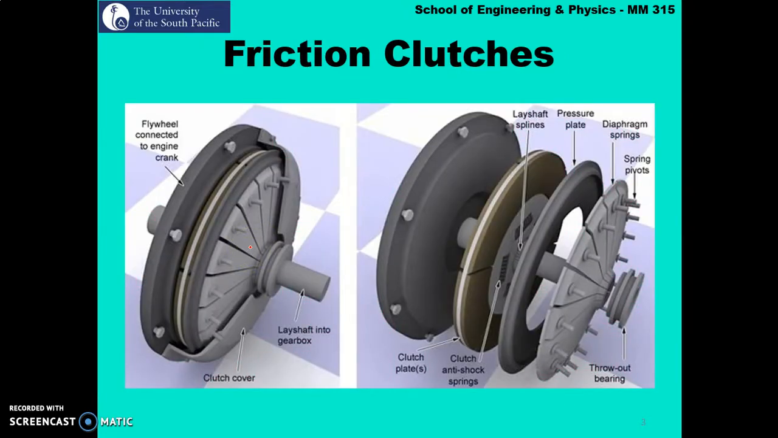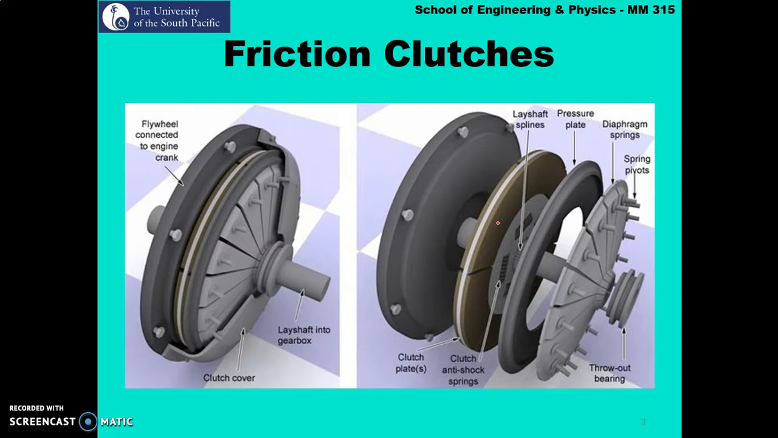Before we move on to how a clutch functions, it is important that we understand the basic elements of a clutch. The power is coming from the engine side. On the engine side of the shaft, which is the driving shaft, we have a flywheel, and the clutch is normally in contact with the flywheel. That's how the power is transmitted from the driving shaft to the driven shaft.